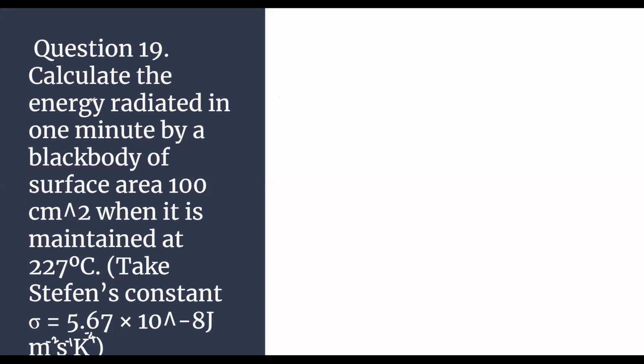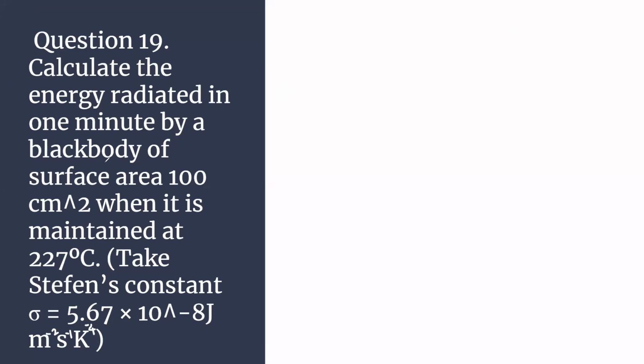Hello students, let's discuss a few more numericals of the lesson Kinetic Theory of Gases. Question number 19. Calculate the energy radiated in 1 minute by a blackbody of surface area 100 centimeter square when it is maintained at 227 degrees Celsius, where Stefan's constant is given, which is 5.67 into 10 raised to minus 8 joule meter raised to minus 2 second raised to minus 1 K raised to minus 4.